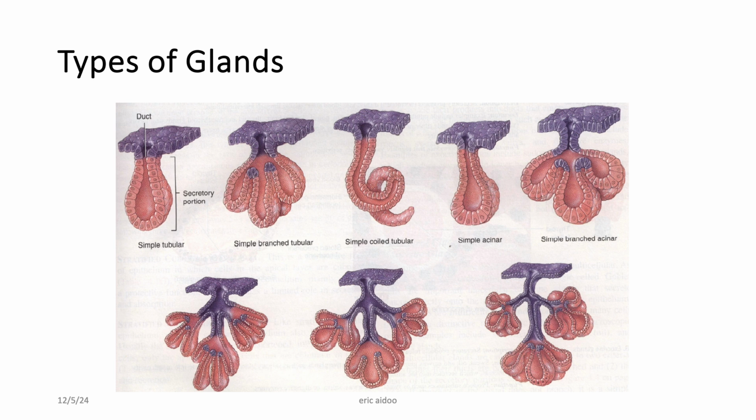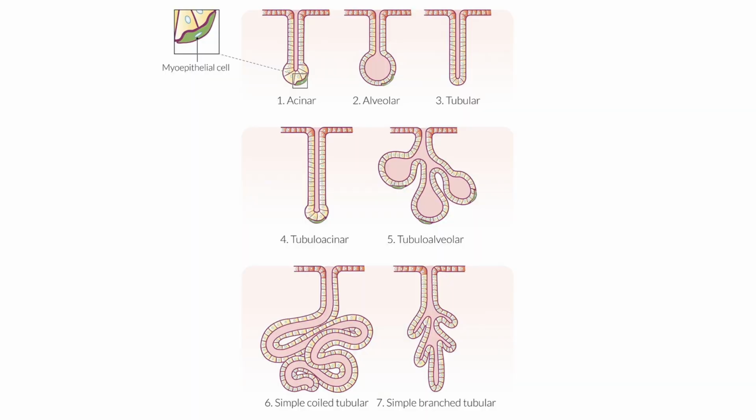Okay, you can also have the compound types. The compound types mean that their ducts are branched as well into the secretory portion. So when you look at the diagram below, you see that the ducts are actually branching. The color of the duct is extending, okay, into another branch or another duct, which leads into a secretory portion. So that gives us the compound types. Okay, if the duct is not branching into any secretory portion, it stays as a simple type of gland.